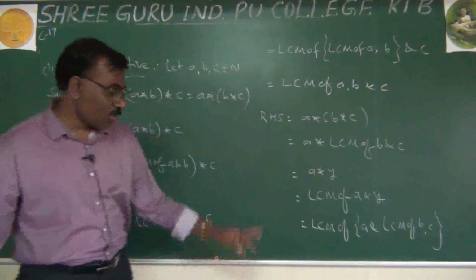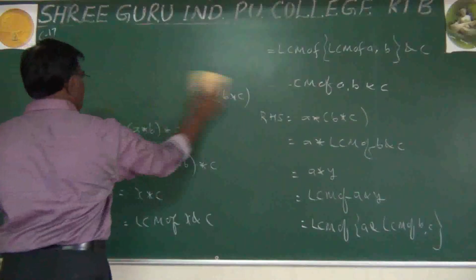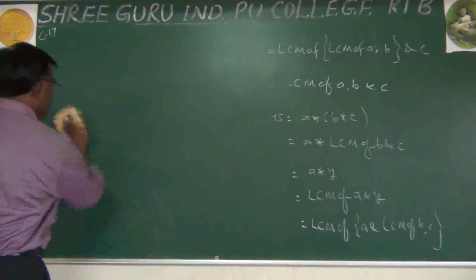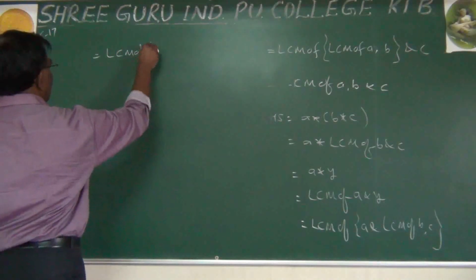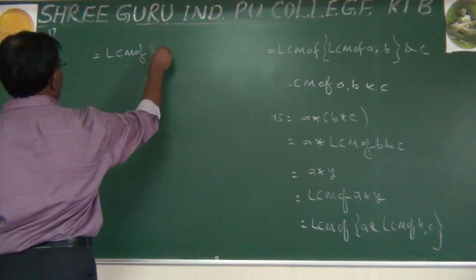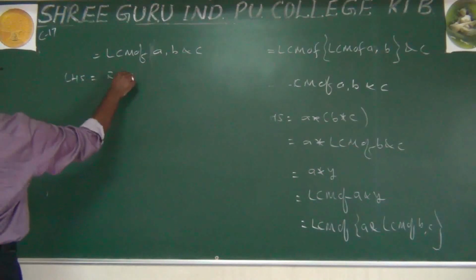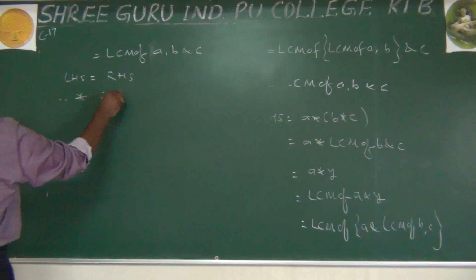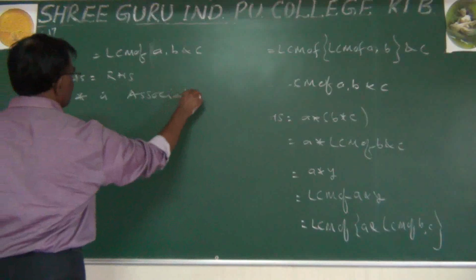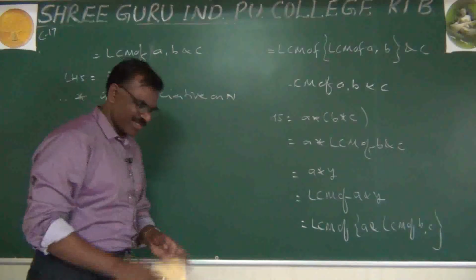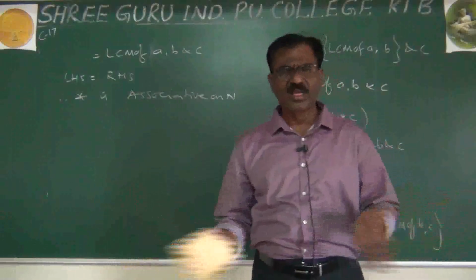So LCM of A and LCM of B and C is the same as LCM of A, B and C. So LHS equals RHS. Therefore, star is associative. It is not a difficult problem. Certainly, be careful. Just get LHS and RHS.